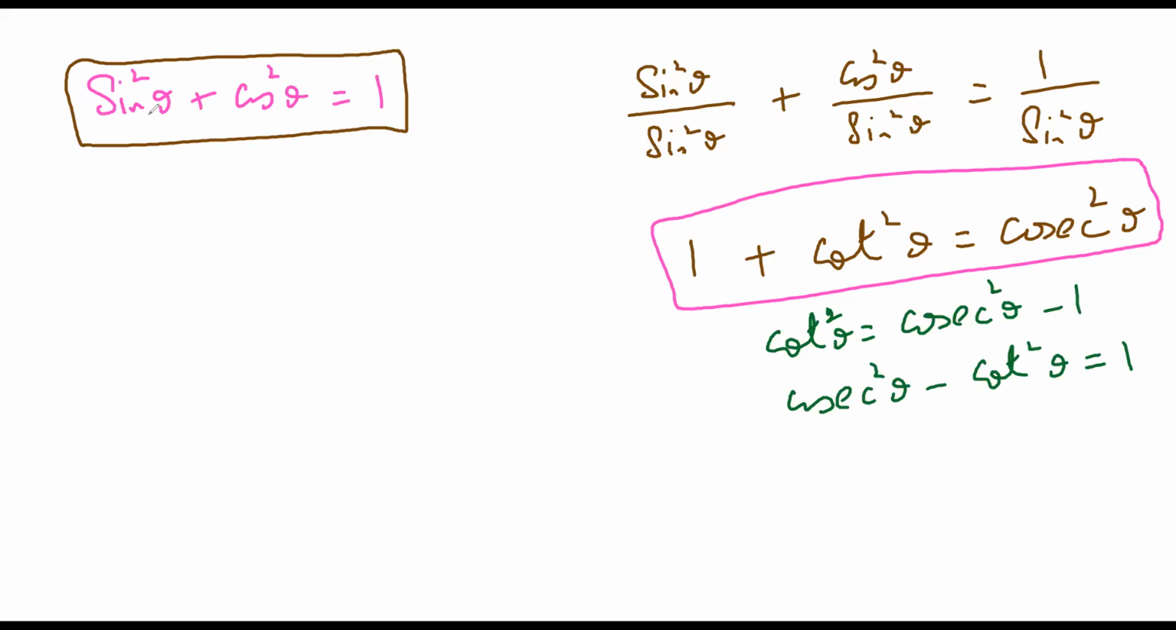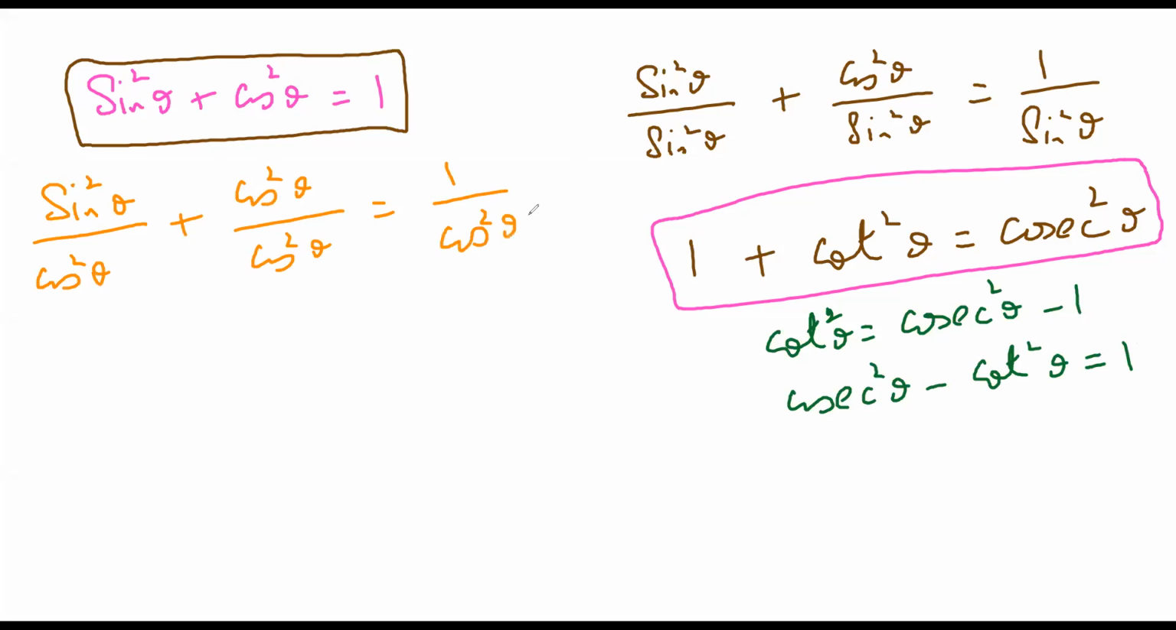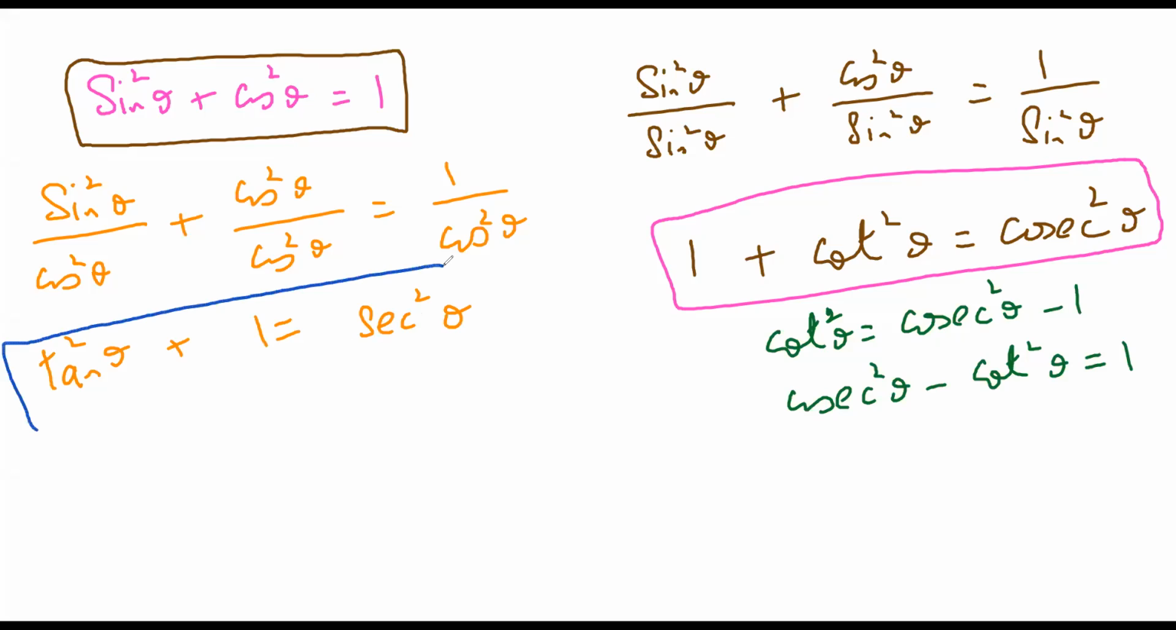If you divide both sides of this identity that you have learned in your P1 trig by cos square theta, look what you get. This becomes sine square theta over cos square theta plus cos square theta over cos square theta, that is 1 over cos square theta. Now sine over cos, you know, that is tan. So this becomes tan square theta plus 1, that is equal to secant square theta. This is another very famous identity, that 1 plus tan square theta is secant square theta.